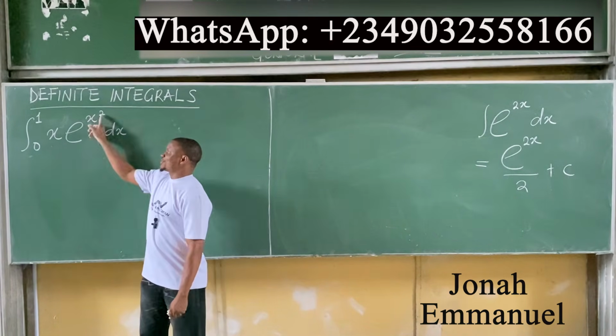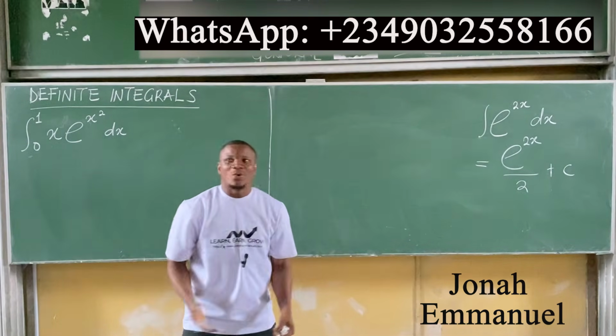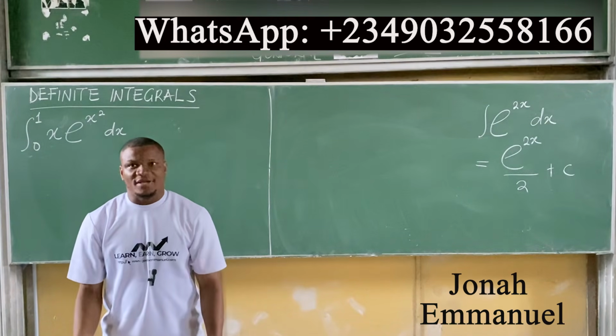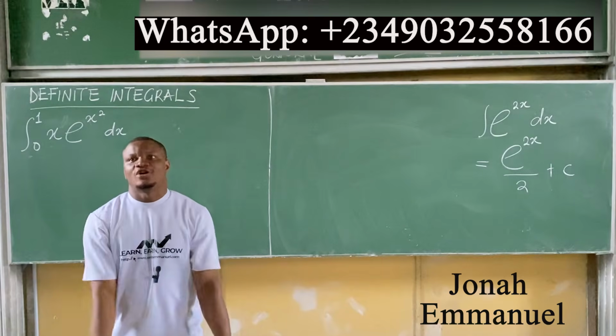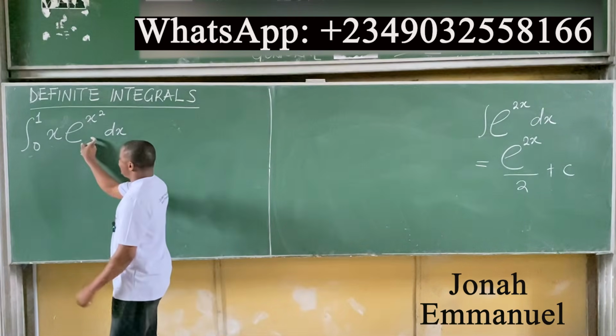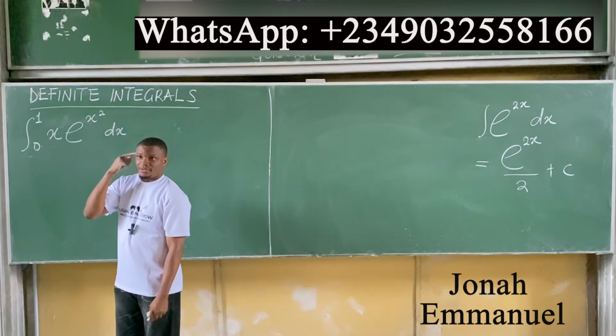If I differentiate x squared, what do you get? 2x. So leave out the 2. Do I have an x there? Yes. What does it mean? It means I will use substitution. Please take note. Before you start solving, ask yourself, if I differentiate this one here, will I have this one here? If yes, they will cancel out. That's the idea about it.